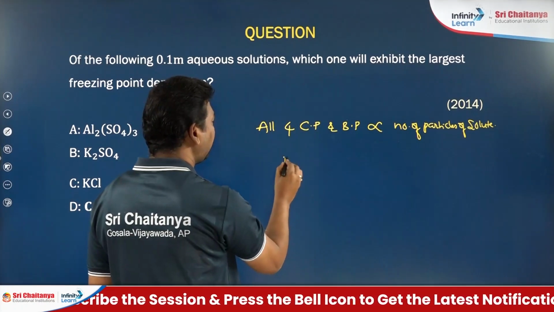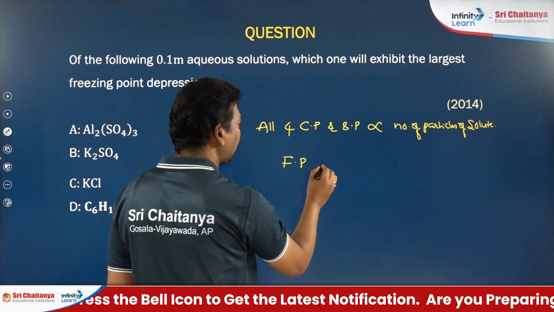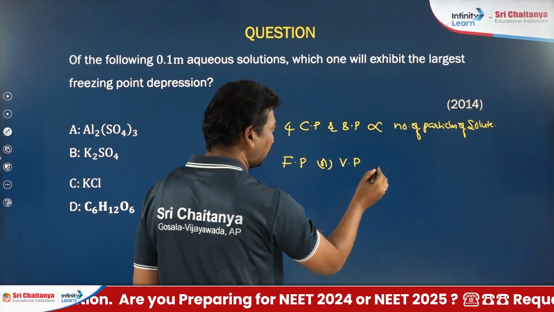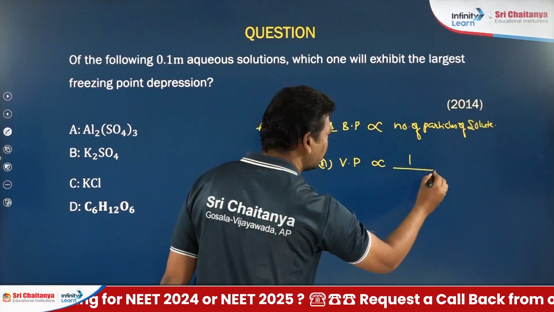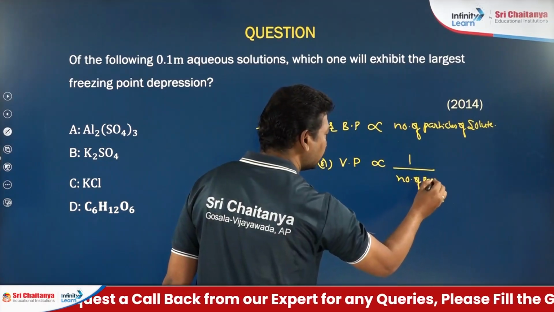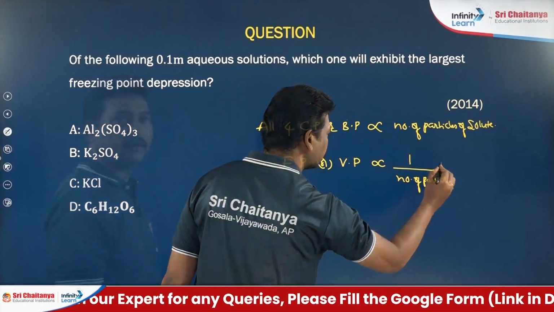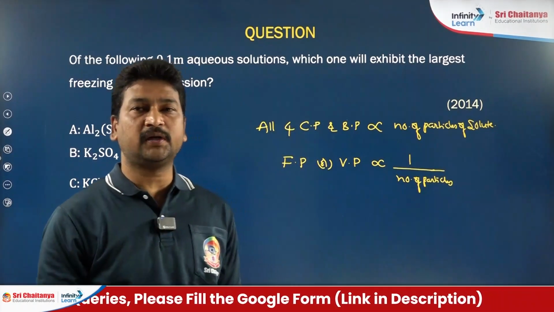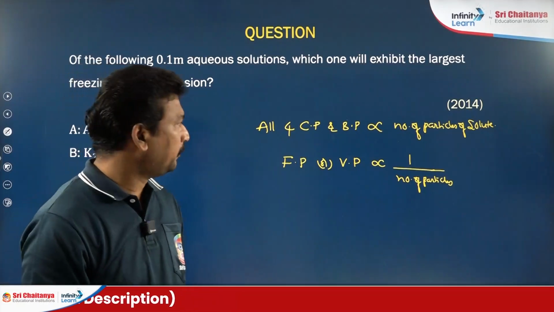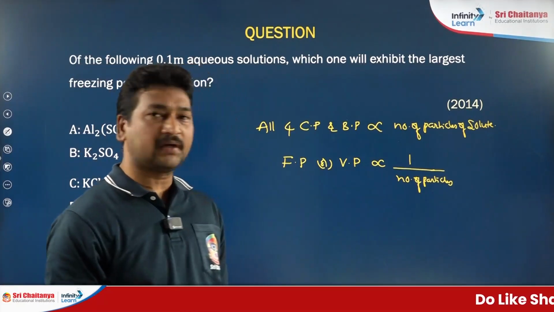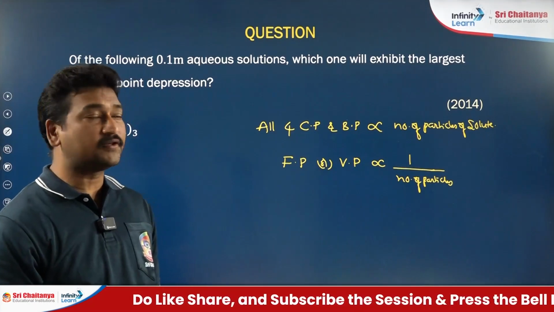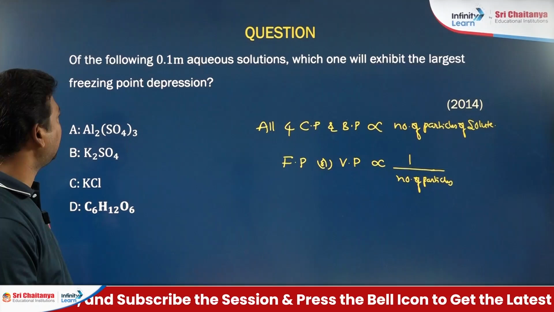But freezing point and vapor pressure, these are not colligative properties, and are inversely proportional to the number of particles of the solute. This is very, very important, my dear students. All four colligative properties and boiling point are directly proportional to the number of particles of the solute, but freezing point or vapor pressure is inversely proportional to the number of particles of the solute. With the use of the same, we can find the answer.